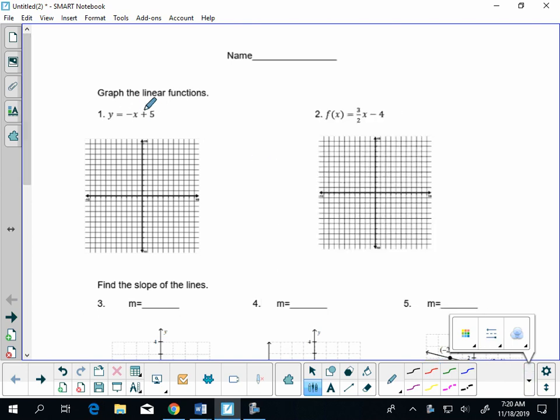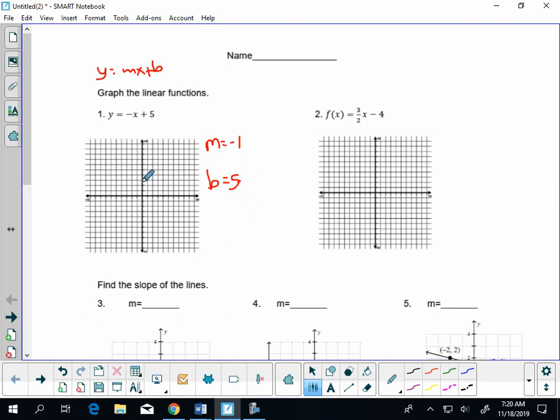So on the first one, we've got y equals negative x plus 5. That's written in the y equals mx plus b format. M is our slope in this case. It's negative 1. Even though there's not a number in front, it's always a 1. And our b is 5. And that is where we're going to begin with our y-intercept, our b.